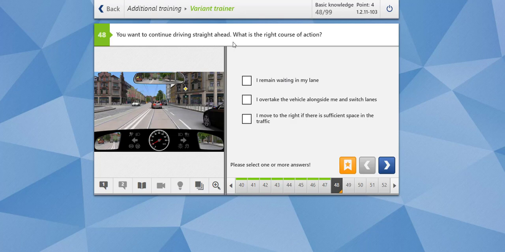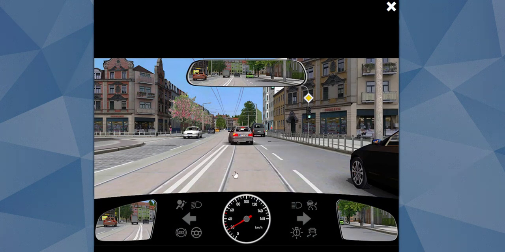You want to continue driving straight ahead. What is the right course of action? So what we see over here is that we want to continue driving straight ahead. This car has already given an indicator. The light is green, we can move straight ahead, but we have to wait because of this car.